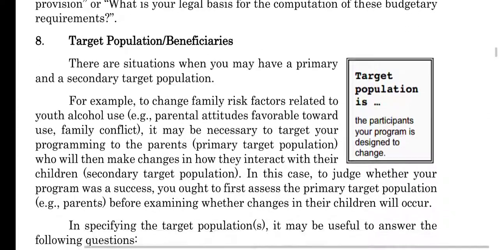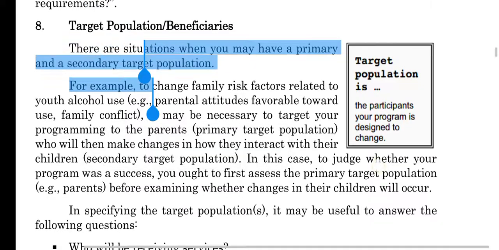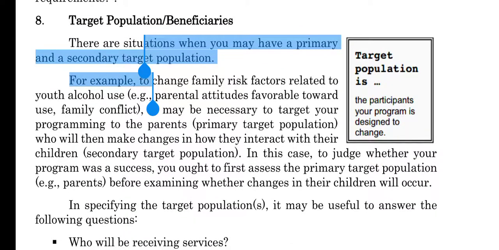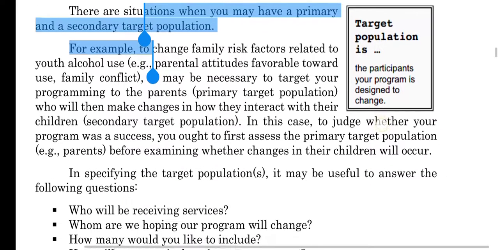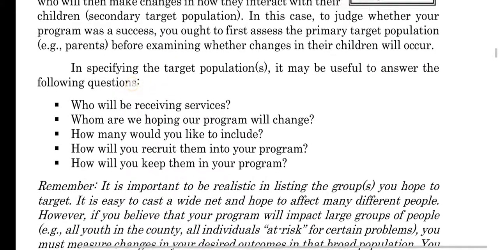Okay. Number 8, target population and beneficiaries. Very easy to understand. Who will be your target population and why? Who will be receiving the services? You have to specify that. Is it the children? Is it the women? Is it the drug addicts? Is it the teachers? Is it the out of school youth? Is it the OFW?